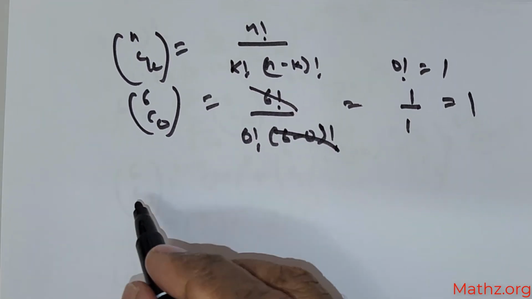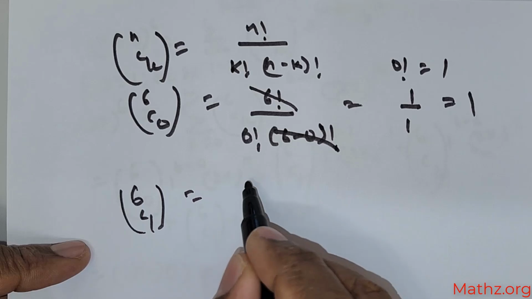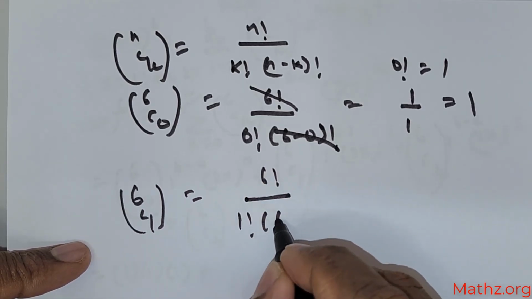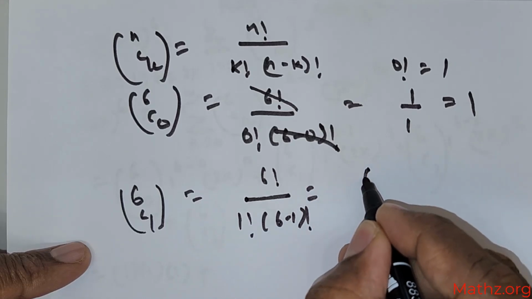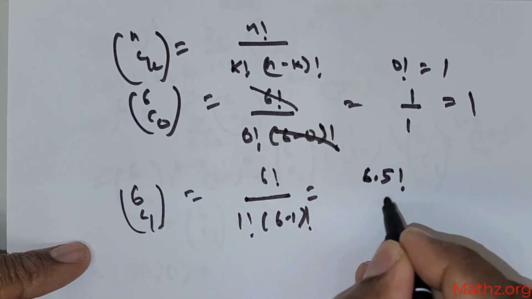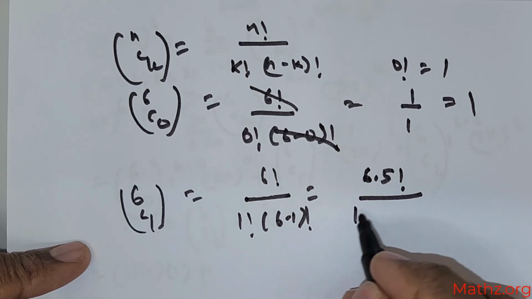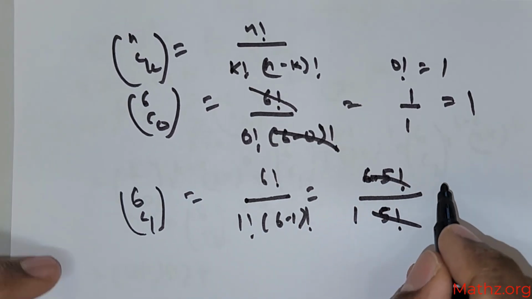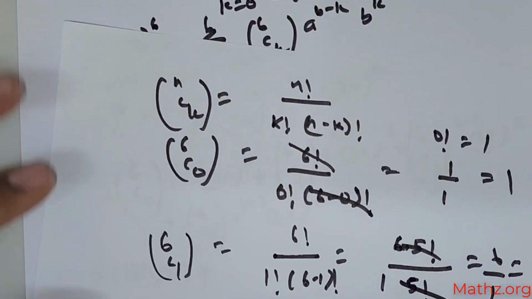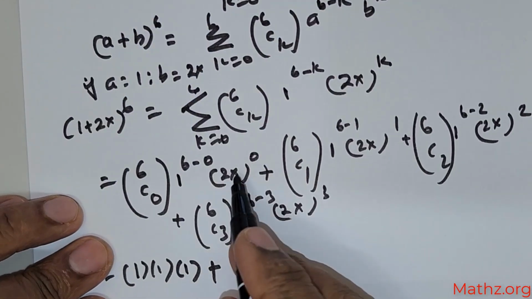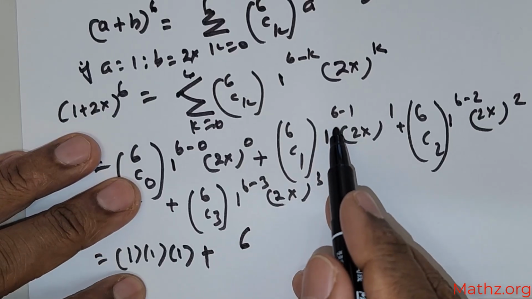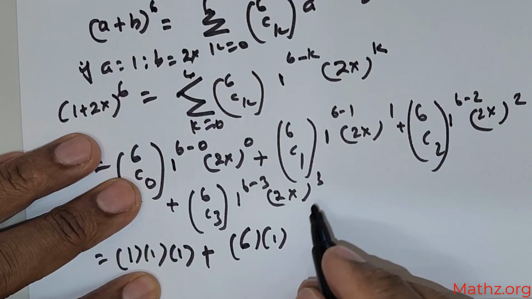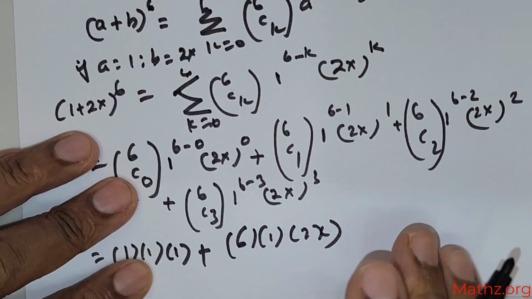The second term, 6C1, is nothing but 6 factorial divided by 1 factorial times (6 − 1) factorial. I'm going to write 6 factorial as 6 times 5 factorial. 1 factorial is 1, and (6 − 1) factorial gives me 5 factorial. 5 factorial gets cancelled, giving you 6 over 1, which is 6. So this term is going to be 6. 1⁵ is 1, and (2x)¹ gives you 2x.